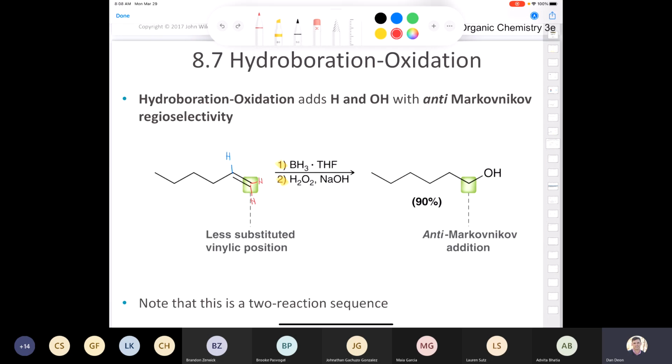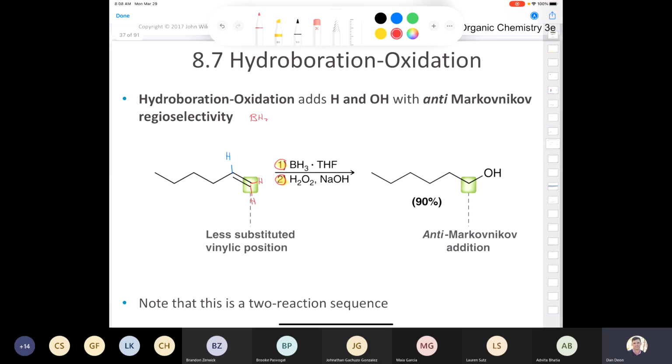Now again, this is a two-reaction sequence. You actually have to write down step 1 and step 2 very clearly. If you put all of these reagents in the same reaction mixture, all you're going to get is a soup, and it's not going to work. It's going to give you nothing. So the first step is BH3·THF.